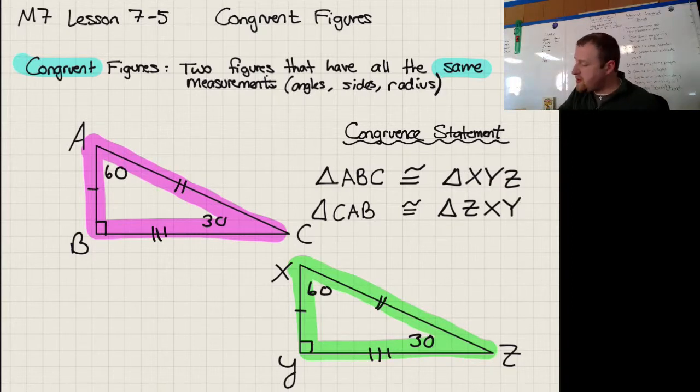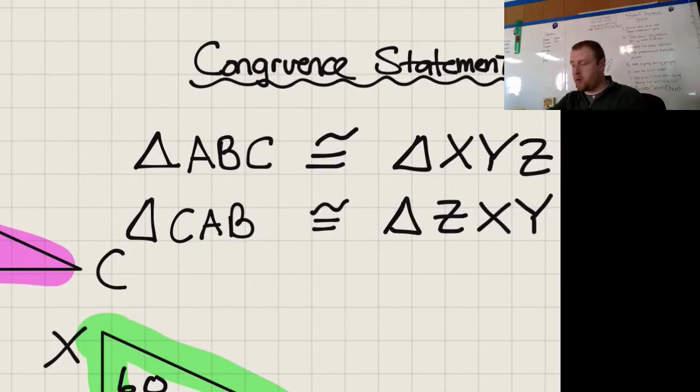I want you to notice something about these. I'm going to zoom in on them because I think it's important. Look at letter A right here. What letter does it relate to in the other triangle? Yeah, Anna? X. What about in the second naming? If A is now in the middle, what about X?